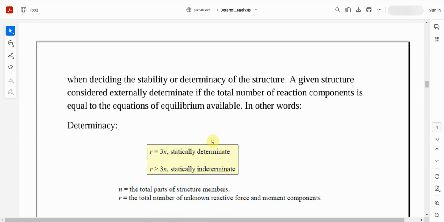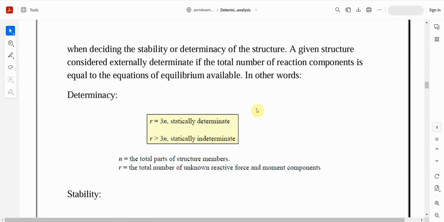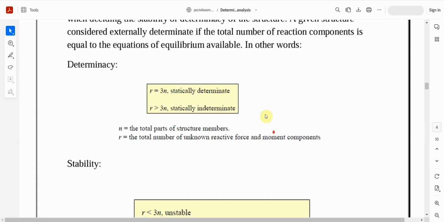For instance, let us consider n to be the total number of parts in that particular structure, and r to be the total number of unknown reactive forces and moment components. Now, if we have an equation like this, that r equals 3n, that means the structure is statically determinate. That is, when 3 times the number of members is equal to the total number of unknown reactions.